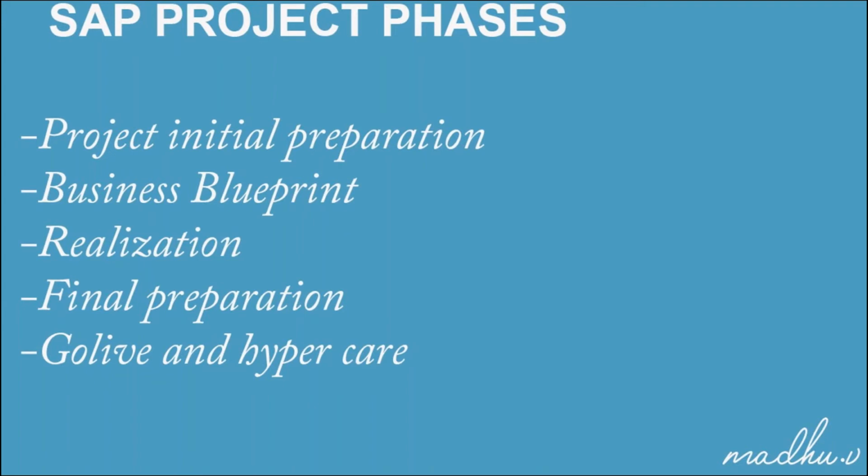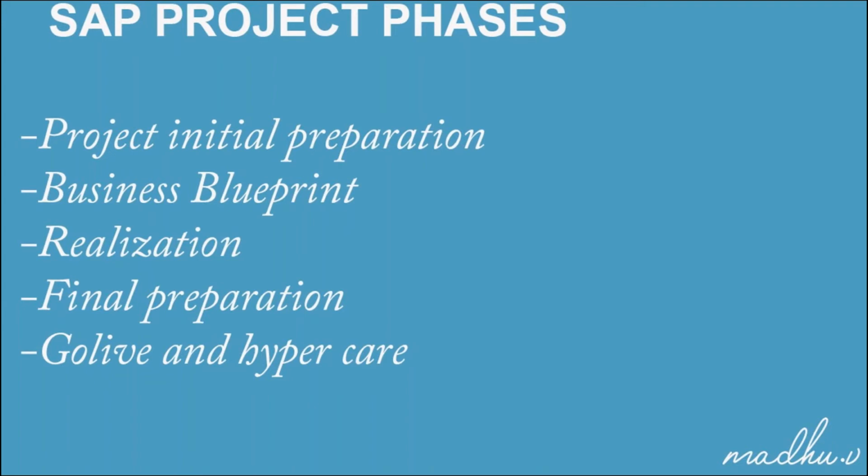What is this? As a functional consultant, we should sit with the client and take all the requirements from them. In the requirement gathering, we should learn, and also document how they are currently executing the business processes in their current system, non-SAP systems. Once we are done with this initial preparation, we should document it in a blueprint document.